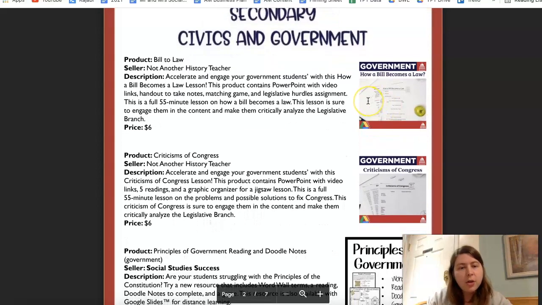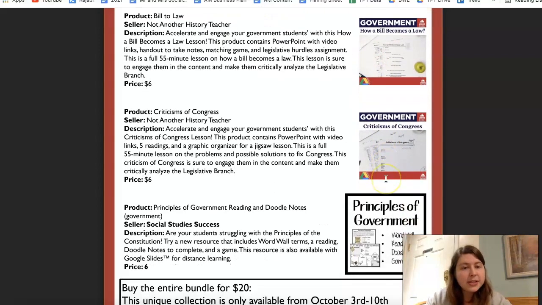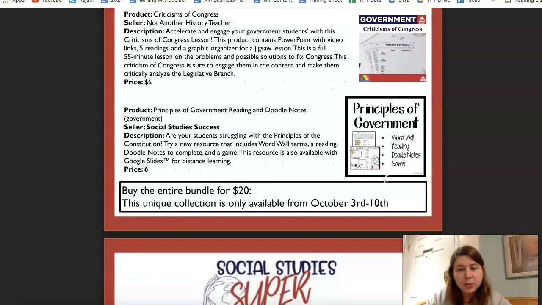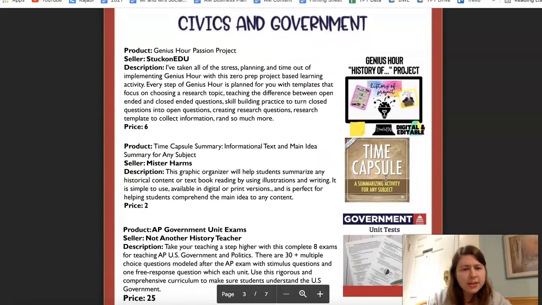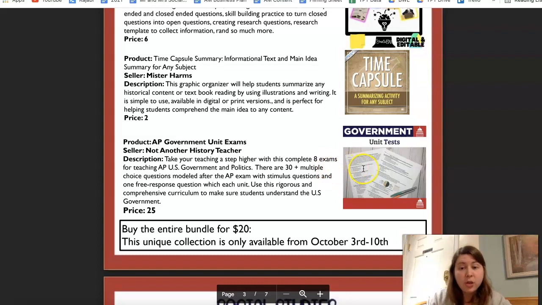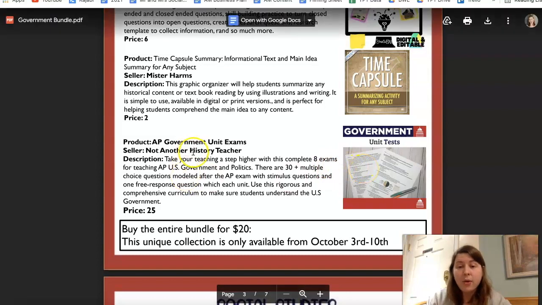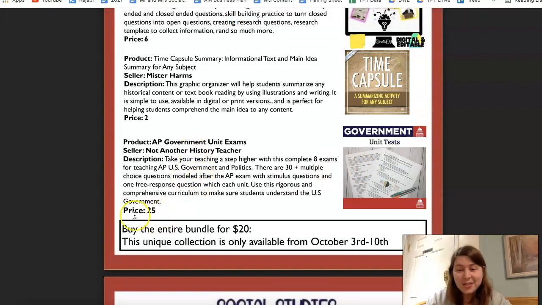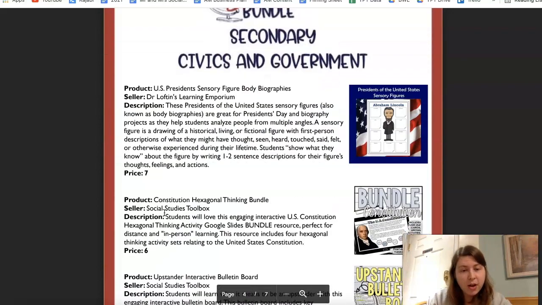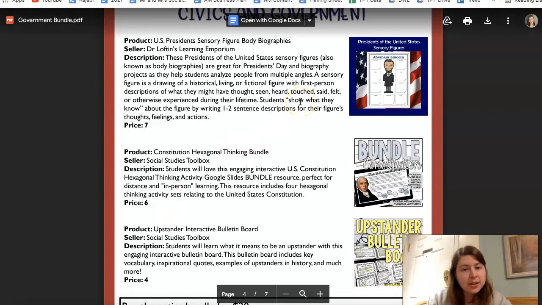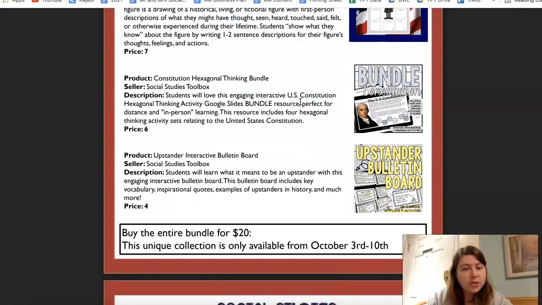So we've got how a bill becomes a law, criticisms of Congress, principles of government. So many solid lessons here. Government unit tests for AP. Wow, that is amazing. Just the product of them themselves is worth more than the bundle cost. Presidents of the United States, bundle Constitution.